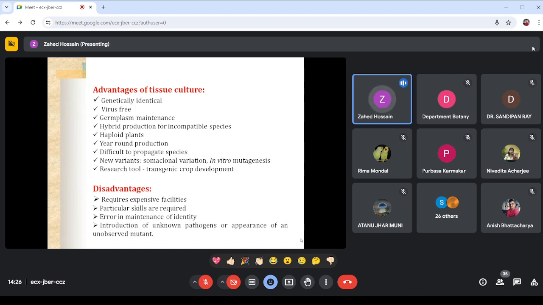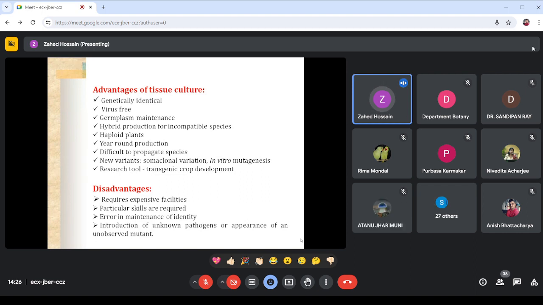And there is another problem. Although we are saying that the raised plants or tissue-raised plants are genetically homogeneous and genetically identical with the explant, there is a chance for somaclonal variation that you have to identify. But that needs a certain molecular tool. So that's one point, that is the error in maintenance of identity.